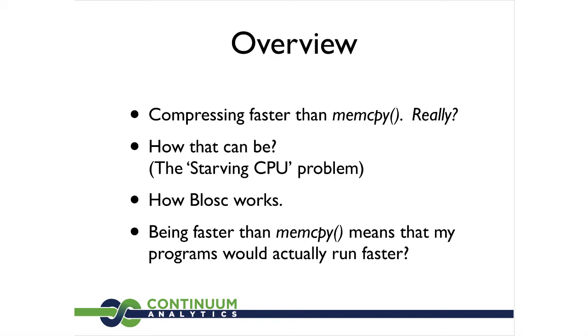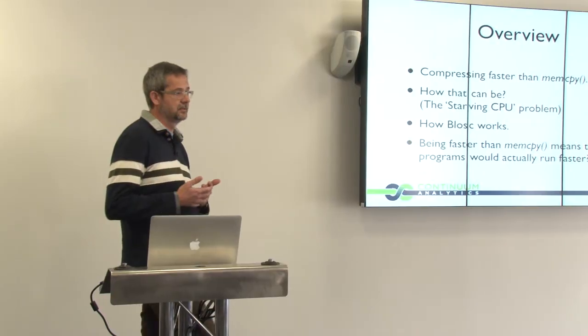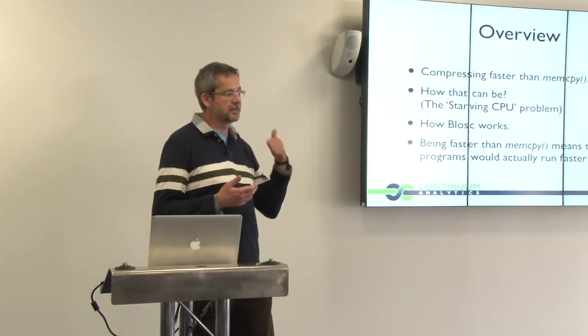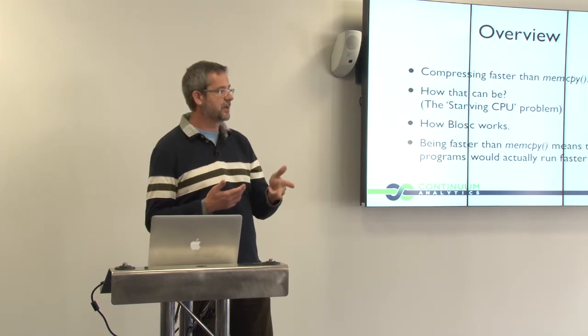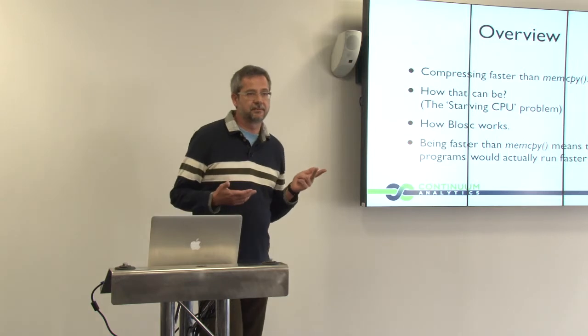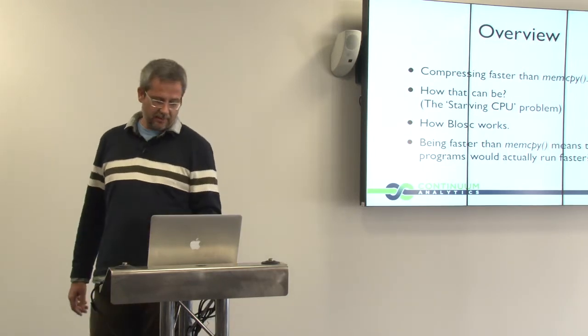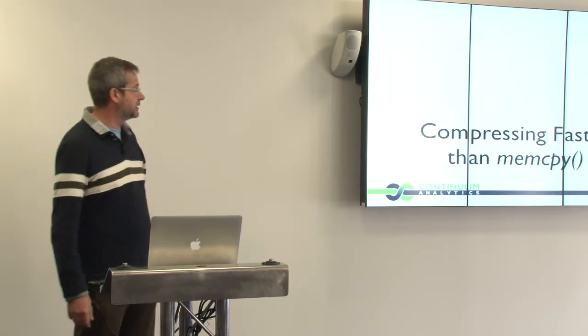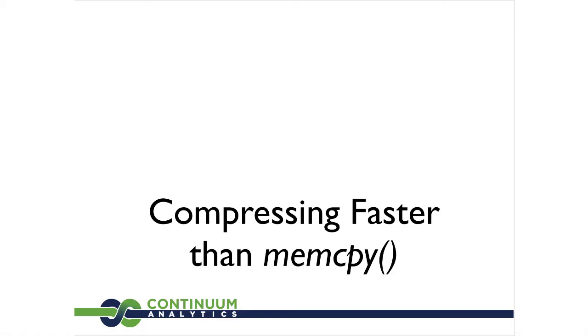looking at what being faster than memcpy actually means: that real programs with real data can go faster, okay? Because we can do a lot of benchmarks, but you know that there are more lies in benchmarks. Of course, if that doesn't work in real life, we don't have anything. So we are going to see a real life example at the end. So, compressing faster than memcpy.